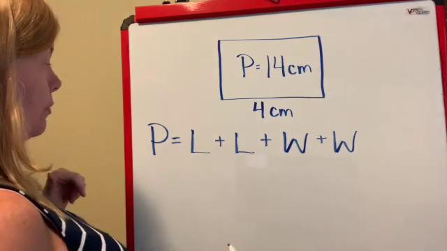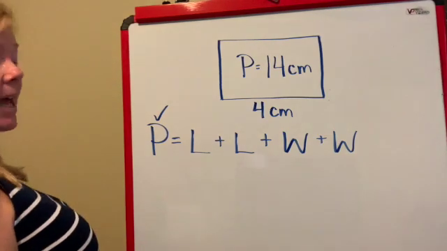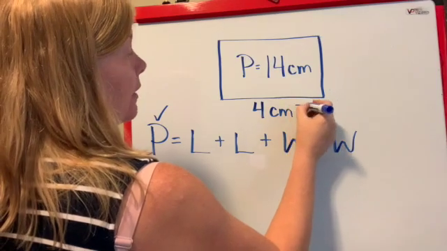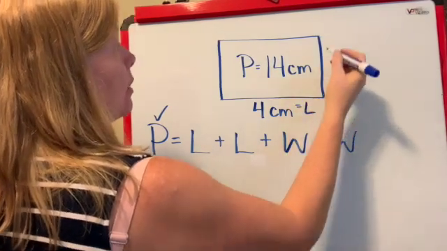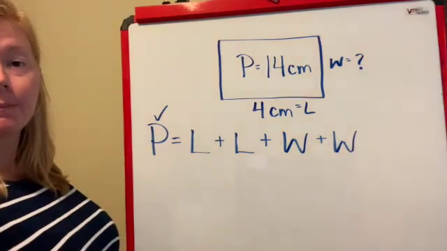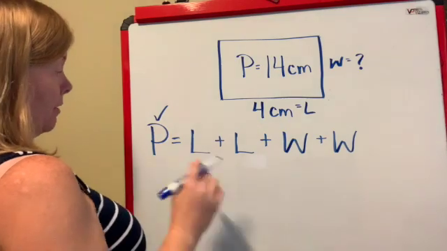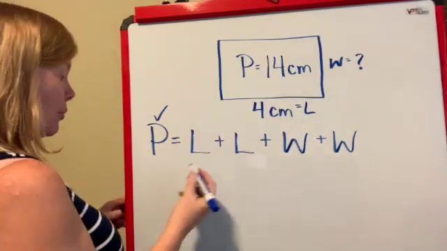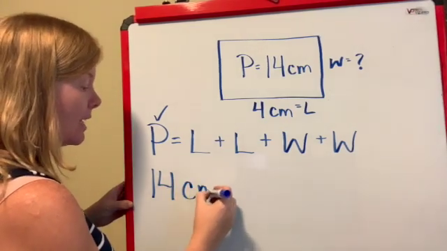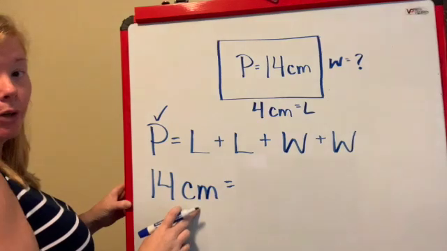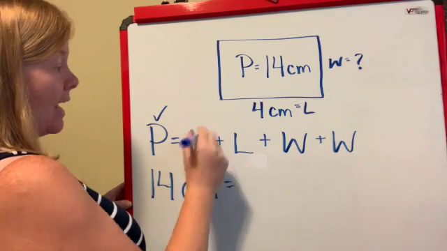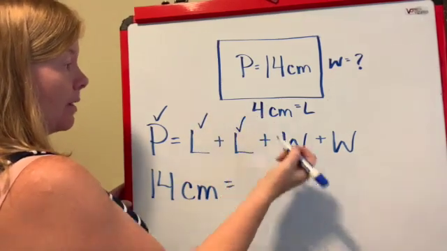What do you know? I know the P, and I know, which one is this? This is length. I know the length. So what am I going to be looking for this time? Perfect, my width. So if I know the P, I can go ahead and put in what it equals. It equals 14 centimeters. I have to include my unit of measurement. It equals 14 centimeters. I know my L, so I can plug it in 2 times.